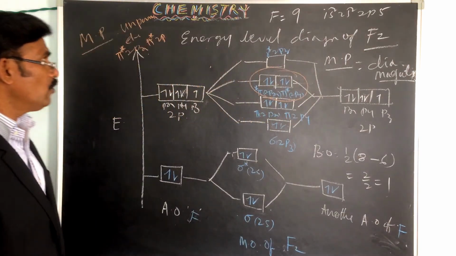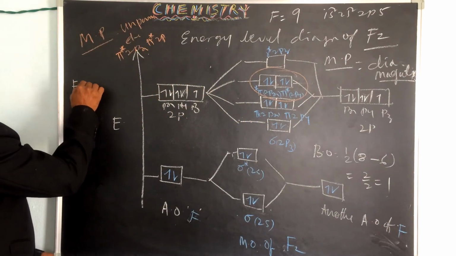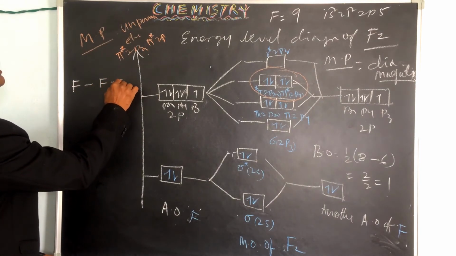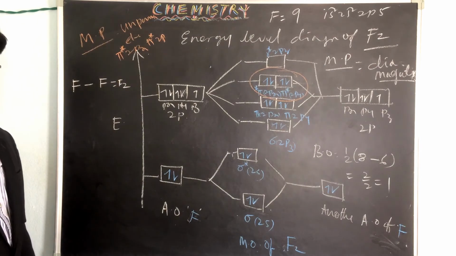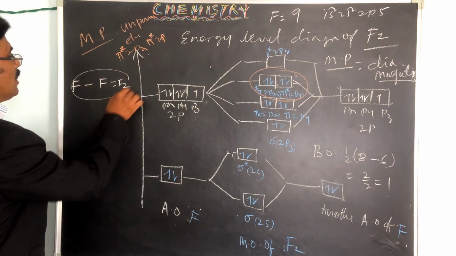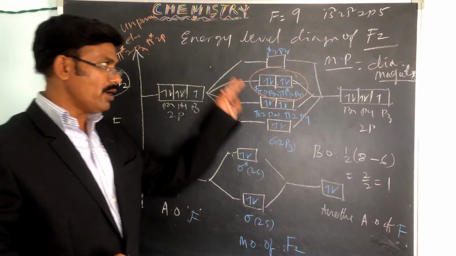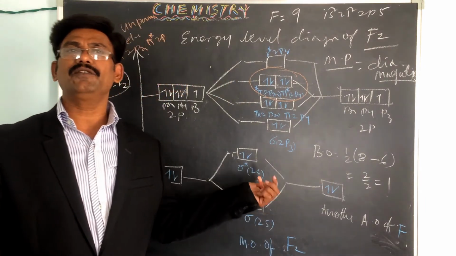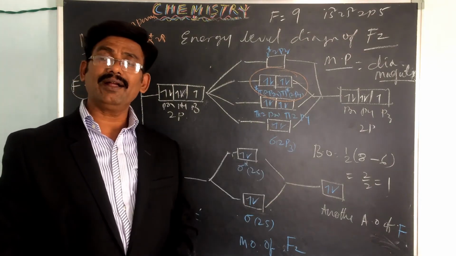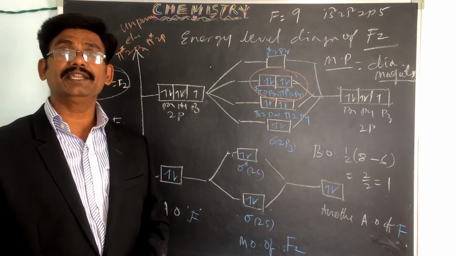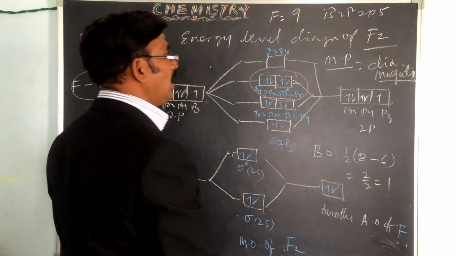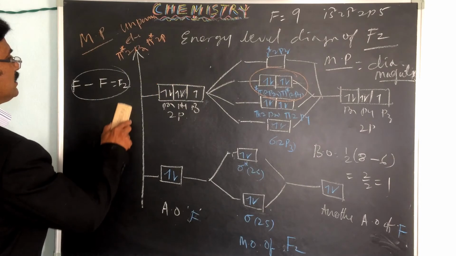So that is the reason fluorine forms only a single bond. Fluorine is a single bond, oxygen a double bond, nitrogen a triple bond. So this is the bond order. If you know the energy level diagram, we have to know the bond order as well as the magnetic property, and also we have to write the increasing order.